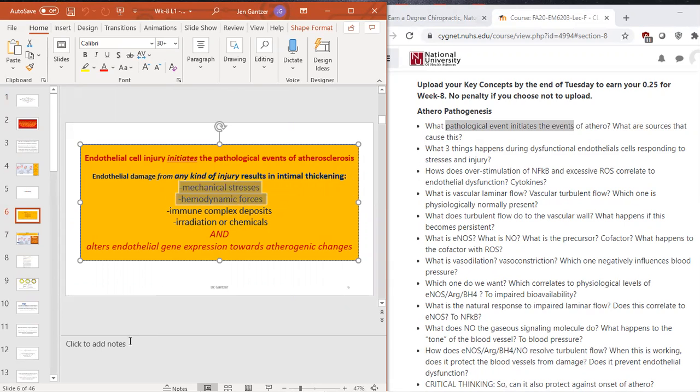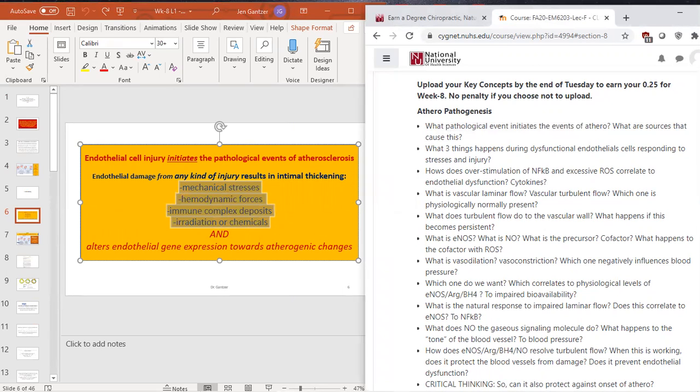metabolic syndrome. So what we are finding is these are very prominent. However, of course, irradiation and chemicals could be an exposure or occupational hazard, and immune complex deposits, well, this is a lot of our autoimmune people. So those are a few other etiologies. However, I do want you to recognize all four as being things that we have to think about when we're worried about endothelial injury in our patients.